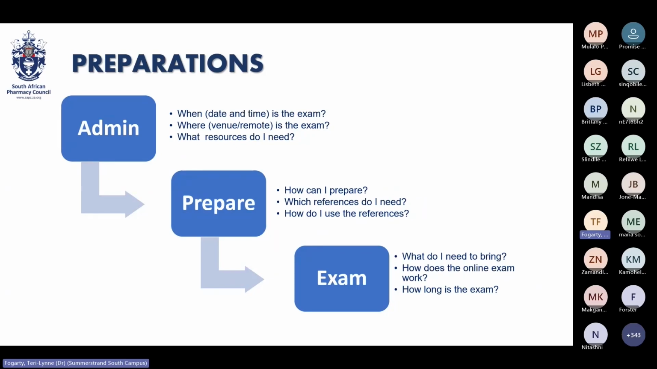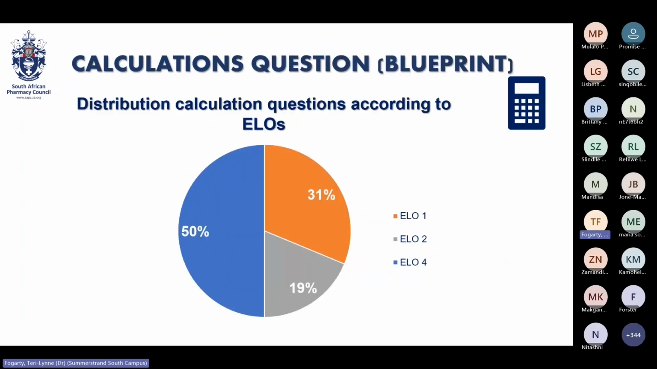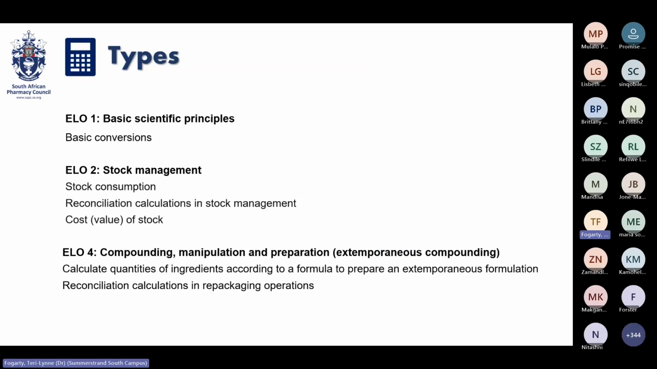Also, where the exam is, and I think most of the exams are now written online. And so for you, you need to make sure that you've got a venue or a space where you can write the exam that is quiet.